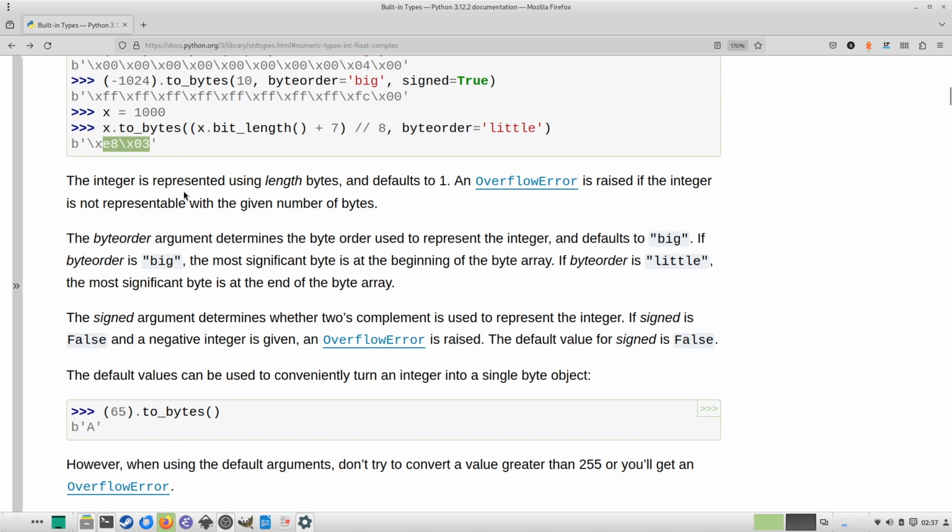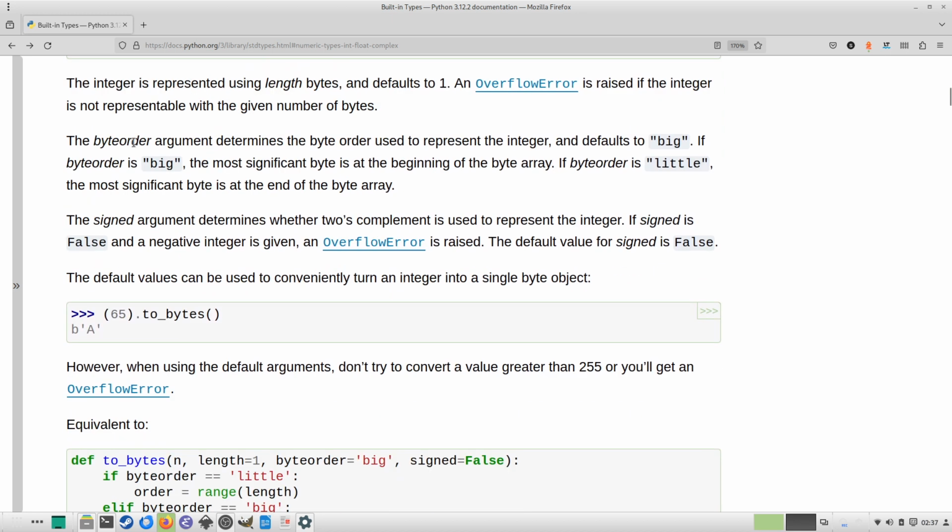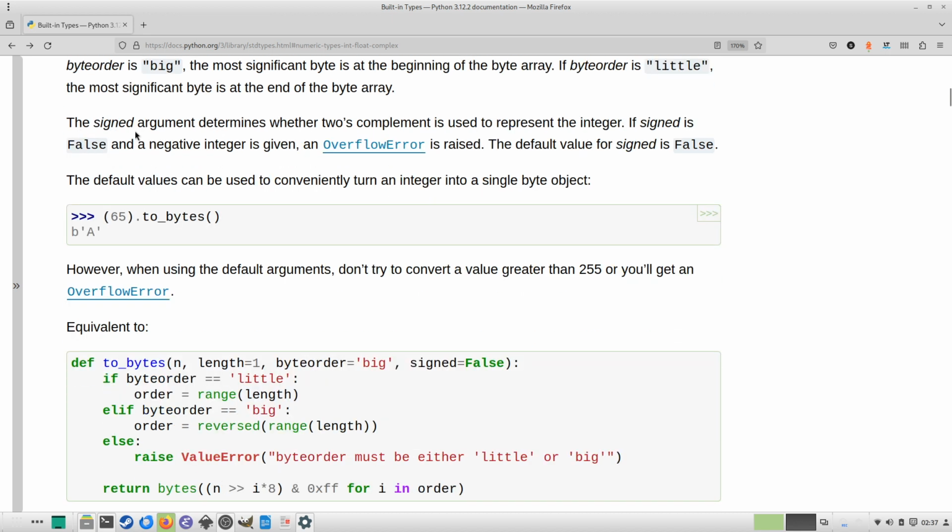The integer is represented using length bytes and defaults to 1. An overflow error is raised if the integer is not representable within the given number of bytes. The byte order argument determines the byte order used to represent the integer and defaults to big. If byte order is big, the most significant byte is at the beginning of the byte array. If byte order is little, the most significant byte is at the end of the byte array. The signed argument determines whether 2's complement is used to represent the integer. If signed is false and a negative integer is given, an overflow error is raised. The default value for signed is false.